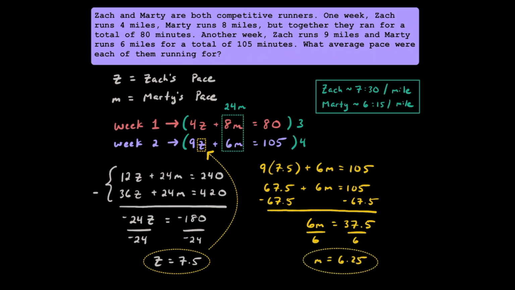The Z equals 7.5 represents that Zach's average pace was 7 minutes and 30 seconds per mile, while the M equals 6.25 means that Marty's average pace was 6:15 per mile, since 0.25 is a quarter of a minute. I hope this video gave you a better understanding of how to solve linear systems.